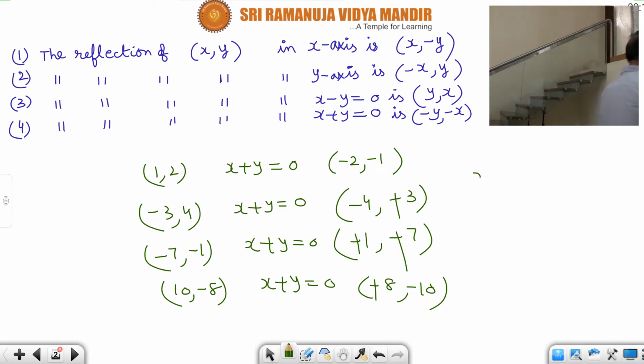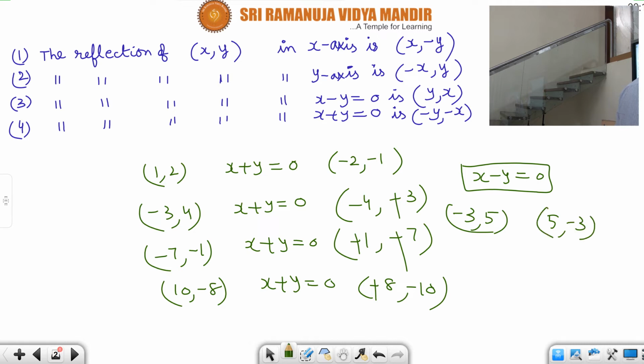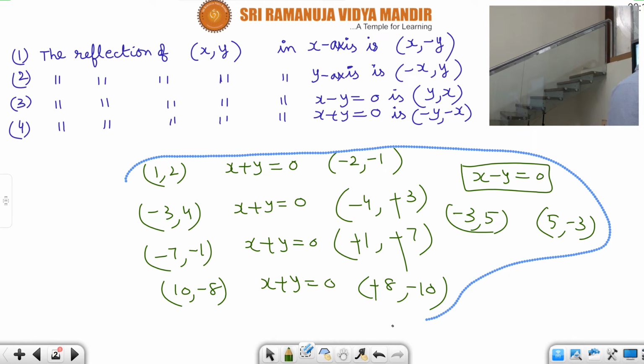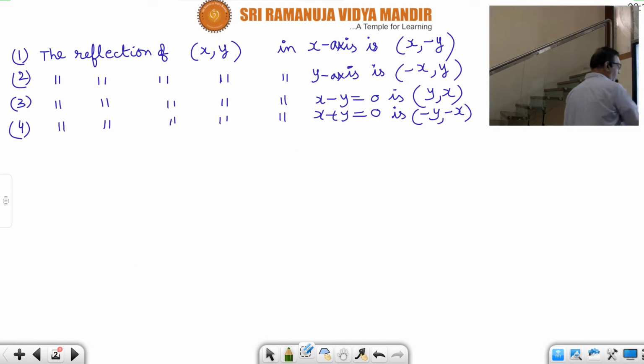For x minus y equal to 0, just interchange the x coordinate and y coordinate. That's all. For 3 comma minus 3 comma 5, the reflection is 5 comma minus 3. No need of changing the signs. Okay, just interchange the coordinates. This is over. Next one is important. That is the general line. So next one, everybody has to be careful.